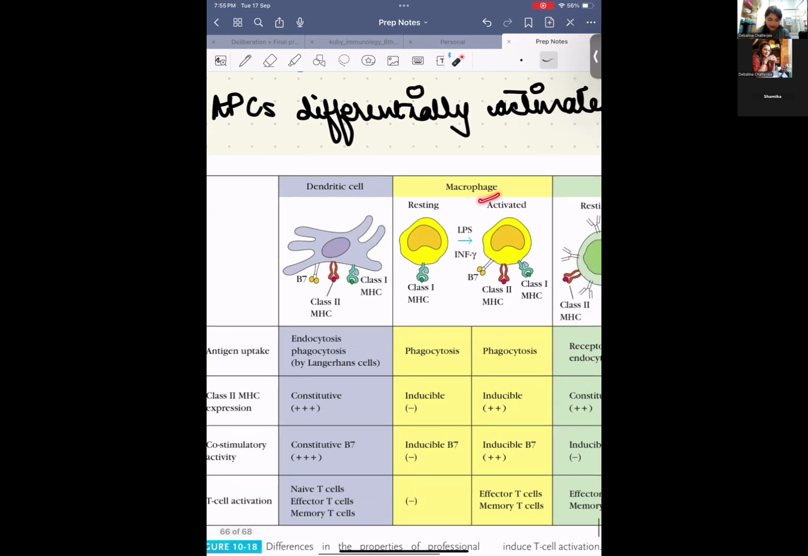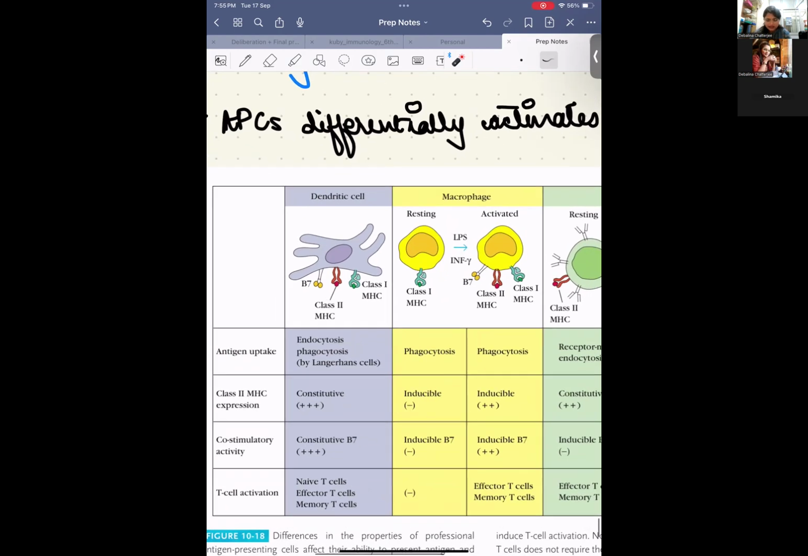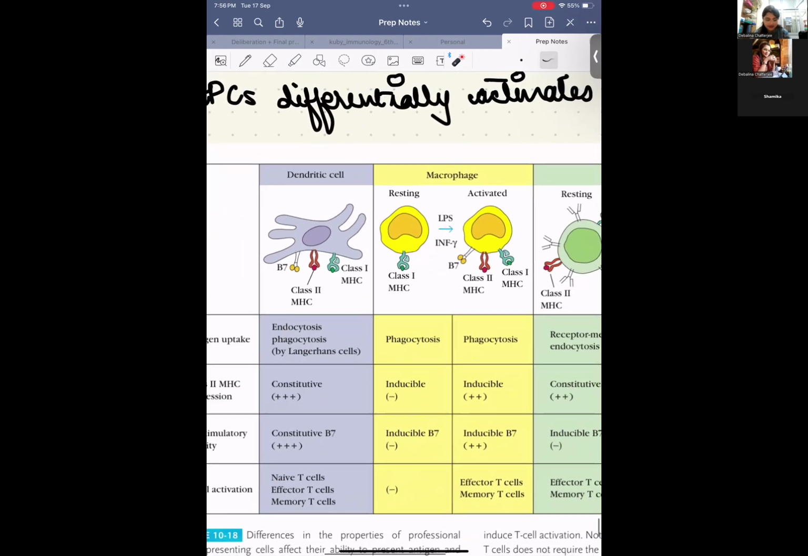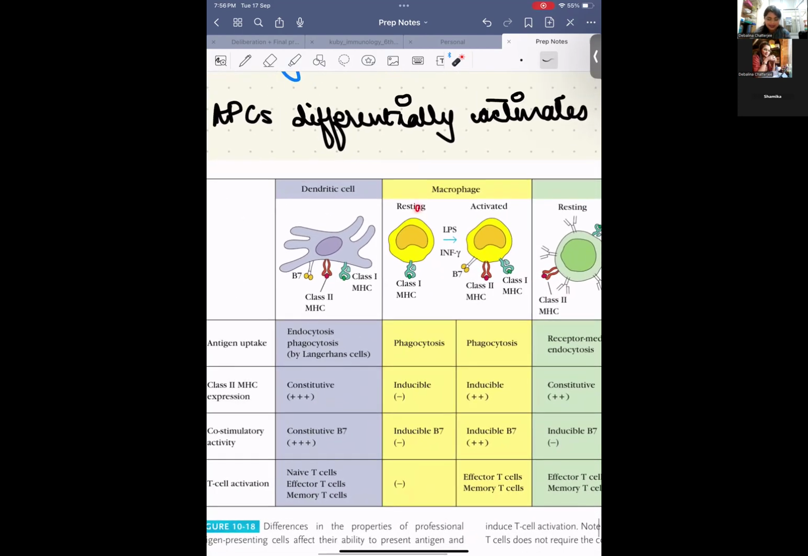Now, if you look at macrophages, the uptake of antigen by dendritic cells can happen by endocytosis as well as phagocytosis. But for macrophages, the uptake of antigen happens in a phagocytosis manner. Now there are two possible stages of macrophages, the resting state as well as the activated state. Resting state is where we have no antigen encounter by the macrophages and no expression of antigen on its surface. So in that state, there is no MHC2 molecule, no B7 molecule, and hence it cannot activate any of the T cell subtypes, right?